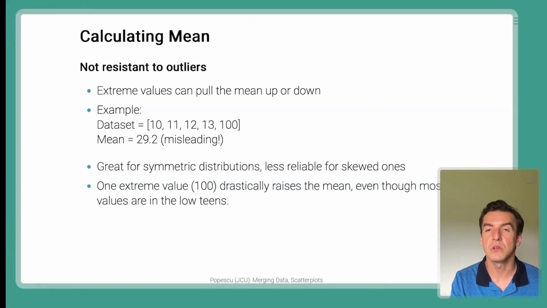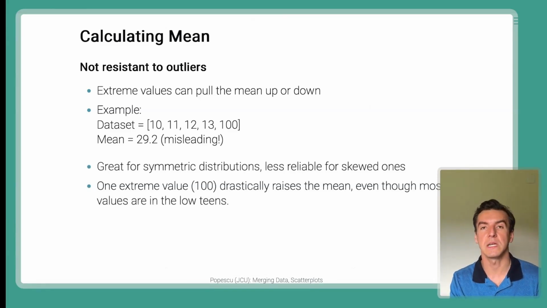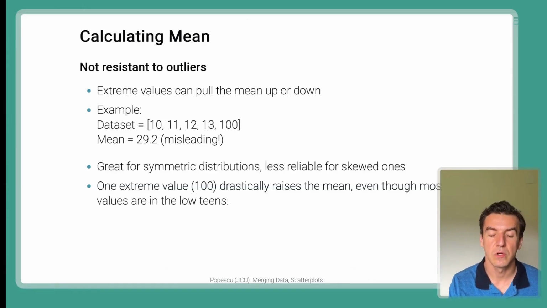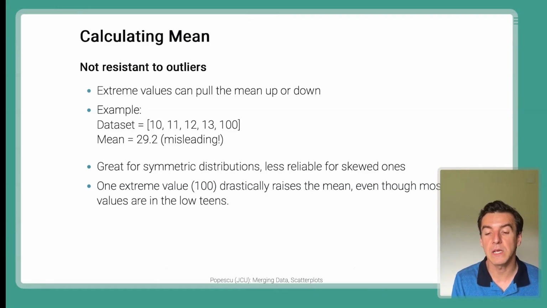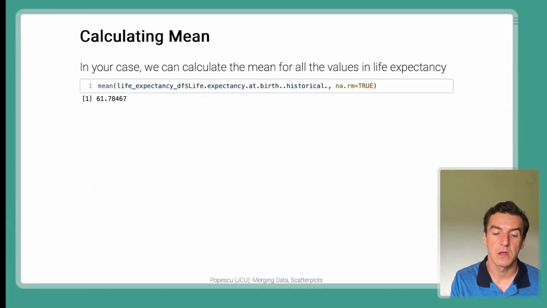So it's important to note that the means are great when we're dealing with symmetric distributions. So in future lectures, we're going to delve into the notion of what a distribution is. But what's important to take away from this example is that one extreme value, such as 100, can have an impact of increasing the mean artificially.